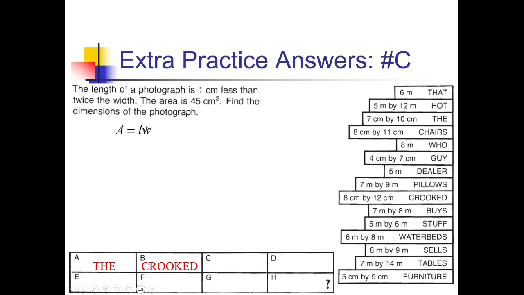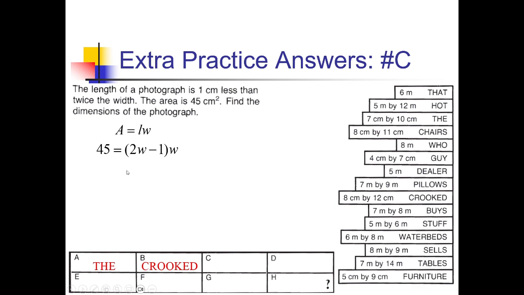So now we've got area of 45. I can put that in for A. And they said the length was 1 less than twice the width. So twice the width would be 2 times W. 1 less than that would be 2W minus 1. So I've got 2W minus 1 for the L there. And then W again is just going to be itself in this one.